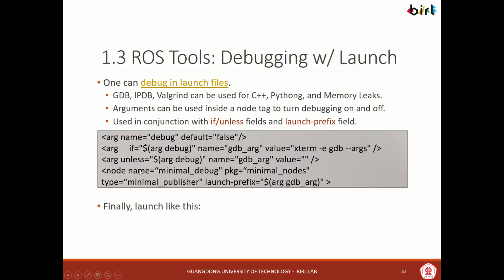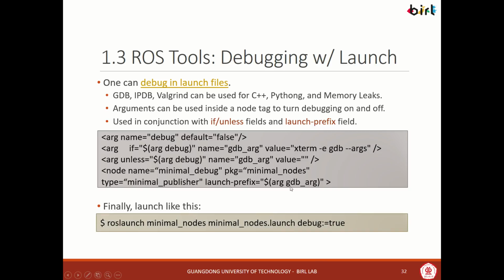Okay, so the unless is if that is not the case, then we have nothing here. But then in your node you might have minimal debug, minimal nodes, minimal publisher, and then here you have launch prefix with the value of gdb arg. And so if you say debug equals true, then this term would come right here and a new terminal would start. This would be the way to launch with a command argument for a launch file or even for a node. Debug:= with your value, in this case a boolean, true or false.